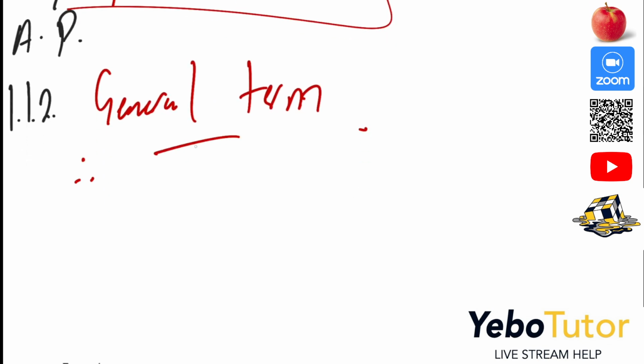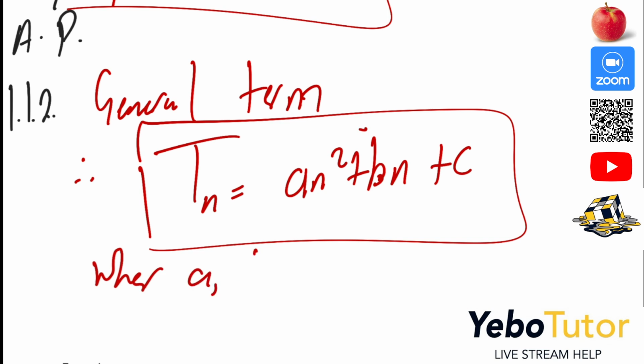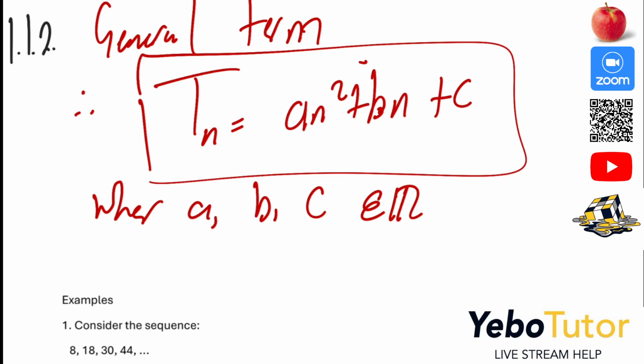Tn is equal to an squared plus bn plus c, where a, b and c are elements of the real numbers. In other words, this is your general term. Now we need to know how to calculate the value of a, the value of b and the value of c, which is easy and straightforward. We can calculate them using the following equations, which I'm going to show you.